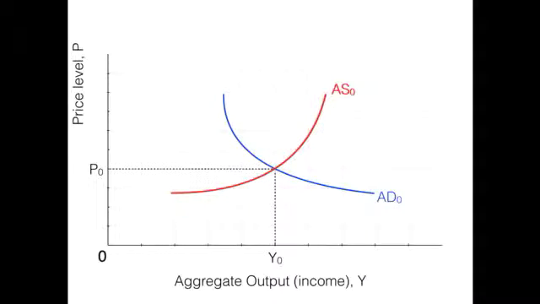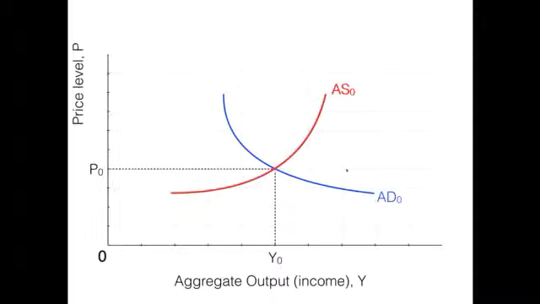At that point, we have an equilibrium price level for the economy, the overall price level, and we also have equilibrium income/output in the economy. So where aggregate supply and aggregate demand intersect one another, that's where we have our equilibrium price level and aggregate output/income.